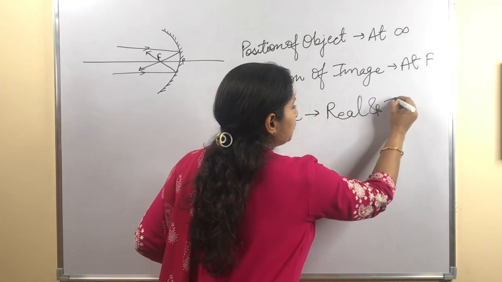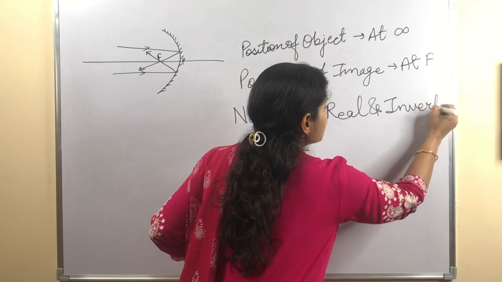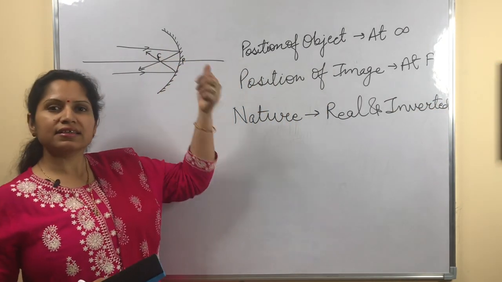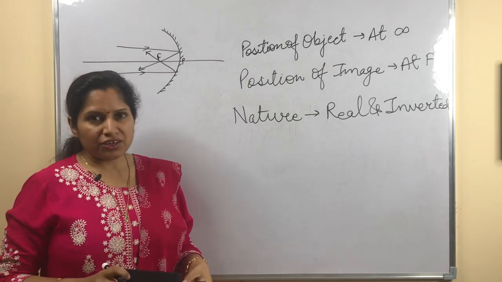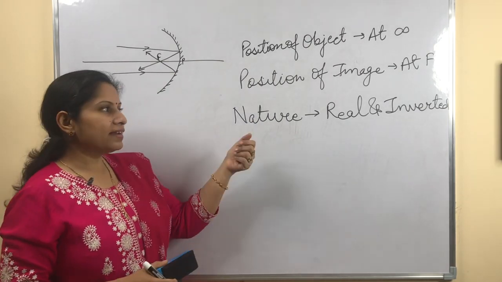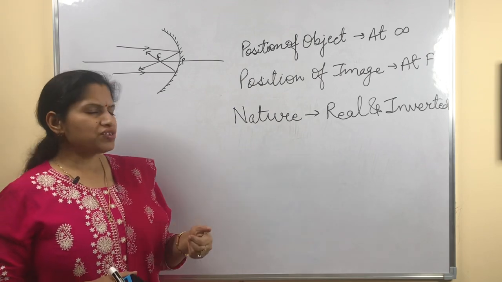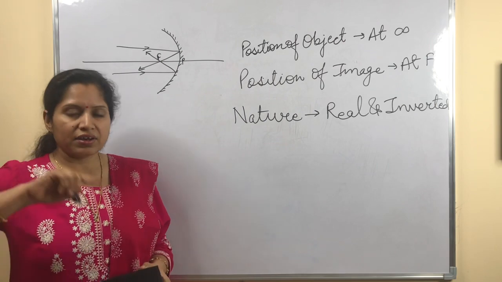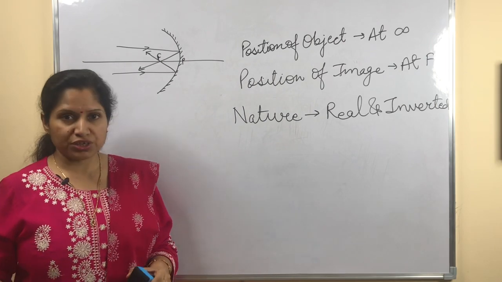Real and inverted. Why am I saying that it's a real image? Because the light rays are actually intersecting each other. Whenever the light rays are actually intersecting each other, that is a real image. And always remember that a real image is always inverted. Real and inverted always come together.